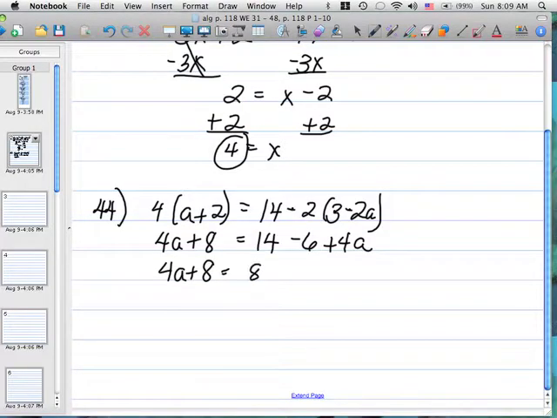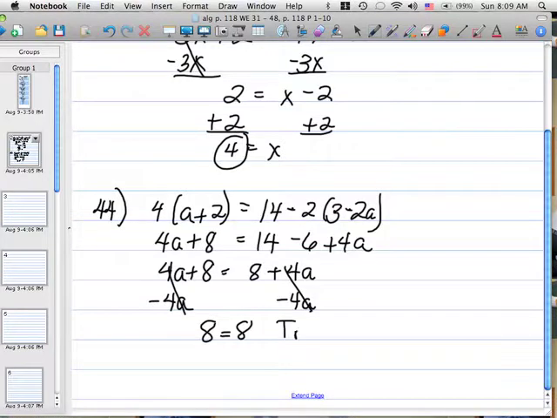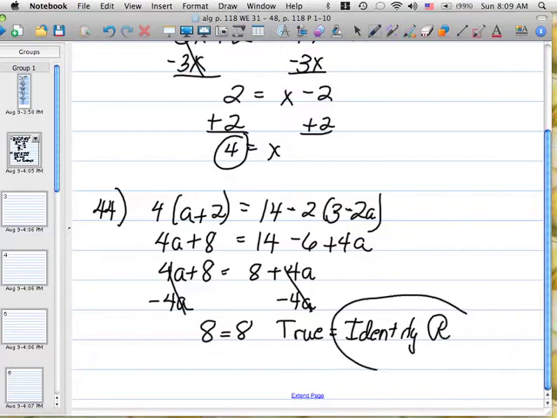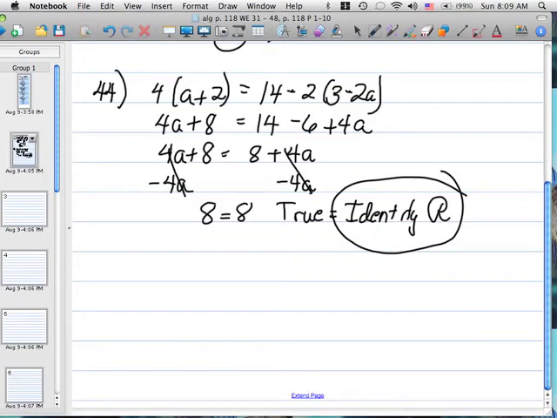14 minus 6 is 8 plus 4a. So getting the variables on one side, by subtracting 4a, I've eliminated the variable completely, and I get the statement 8 equals 8, which is true. So it equals an identity, and my solution set is all the reals. Any number you put in will always come out true. It will come out 8 equals 8.